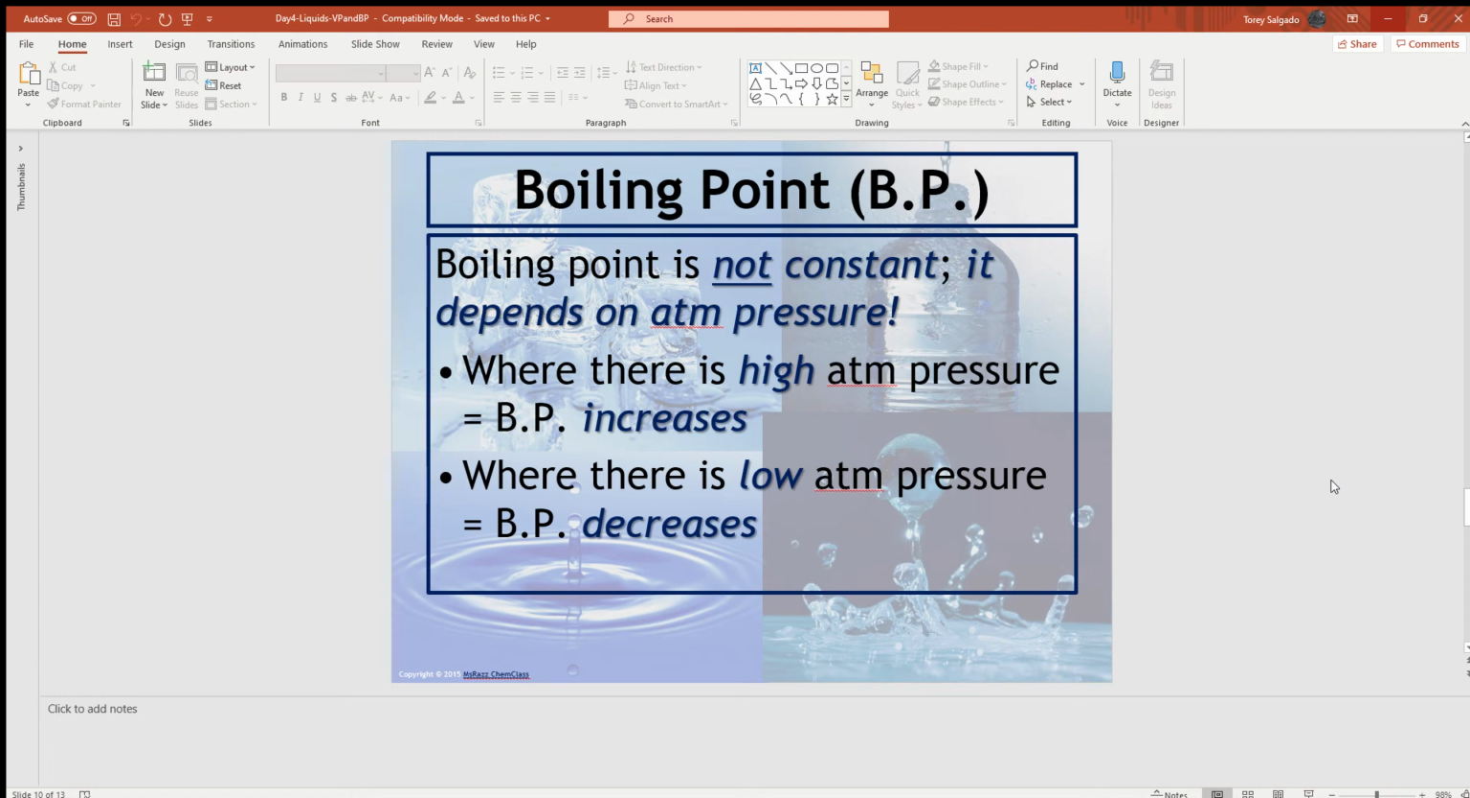Just like I said, boiling point is not constant, and it depends on the atmospheric pressure. Where there's a high atmospheric pressure, boiling point increases. And where there's a low atmospheric pressure, boiling point decreases.